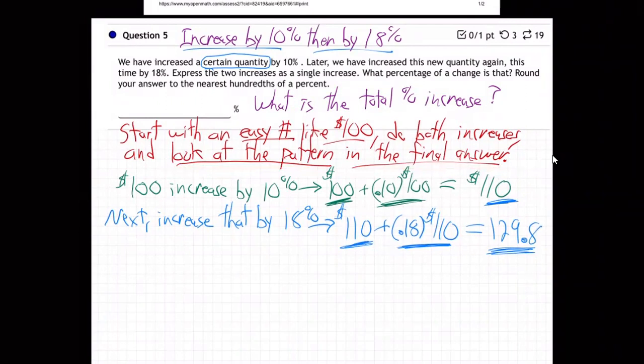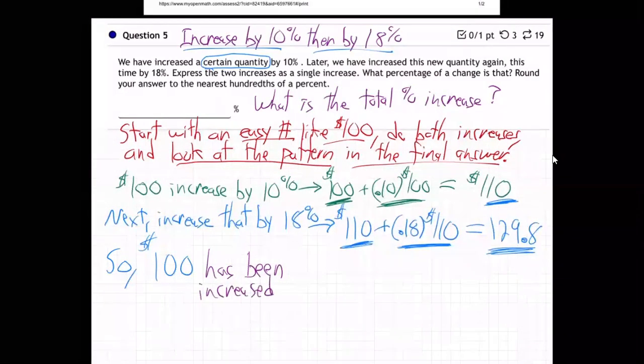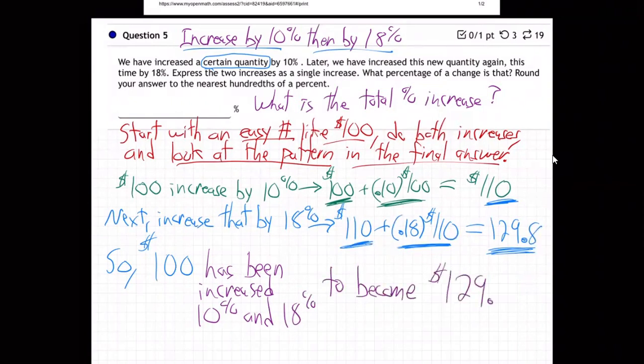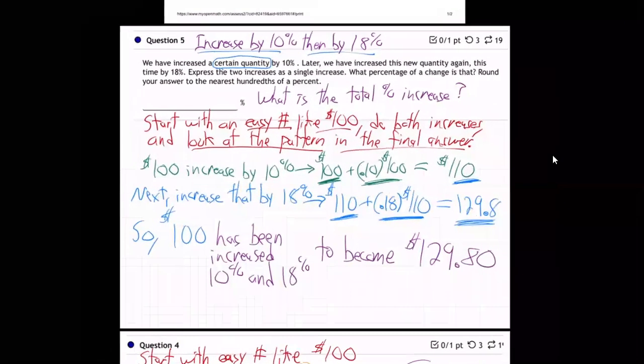So let's do that. $100 has been increased 10% and 18% to become 129.80, right?